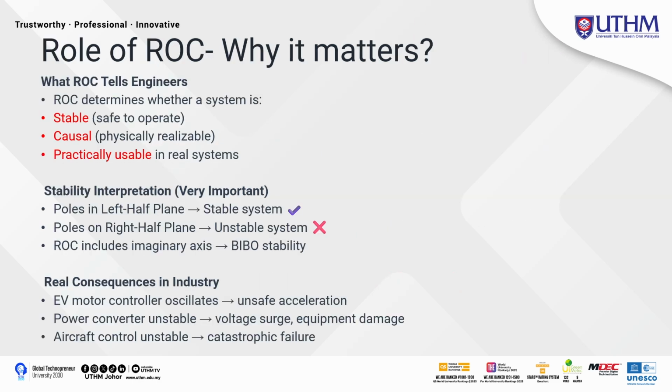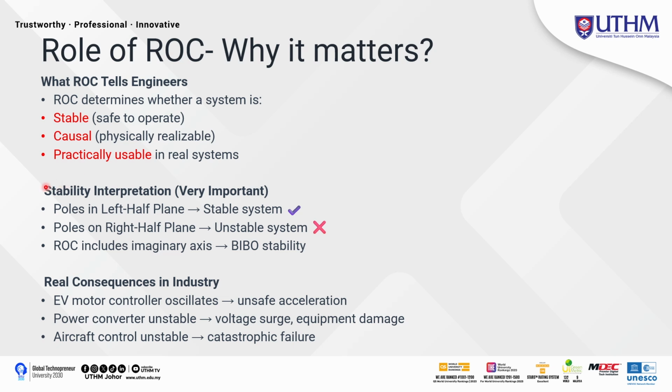In the previous topic, you learned about the region of convergence, or ROC. But why does it matter? In fact, Laplace transform alone is not enough. We must know whether the system is safe or unstable. This is why the ROC, or region of convergence, becomes very important. ROC tells the engineers whether the system is stable or not stable, whether it's causal, or whether it can be implemented in real hardware.